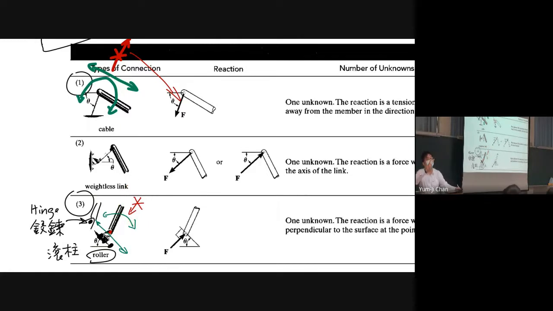In a 2D system, we always think about whether it can move in X direction, Y direction, and whether we have rotation. We have three things to think about: whether it can move in X direction, Y direction, or rotate at this point. So in this case, we can move in this direction, and we can rotate, but we cannot move in this direction. So this will make one support force here.